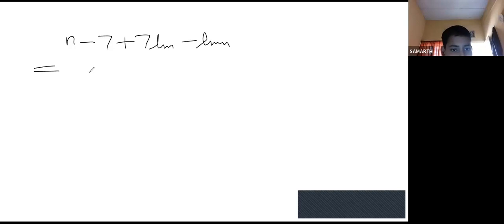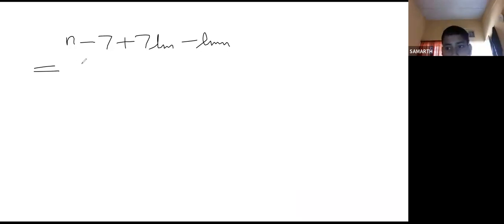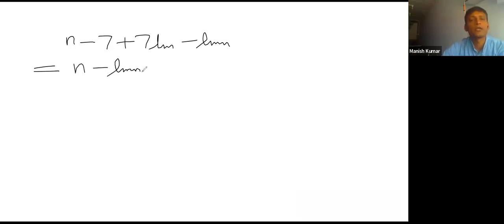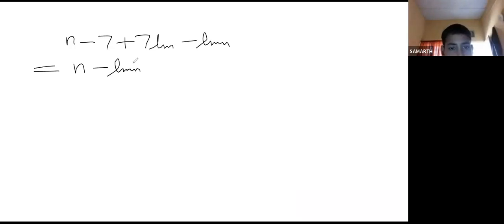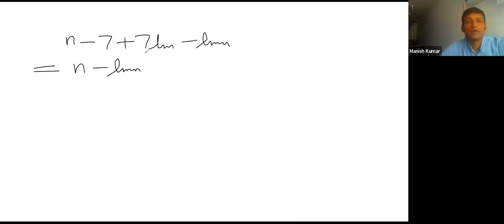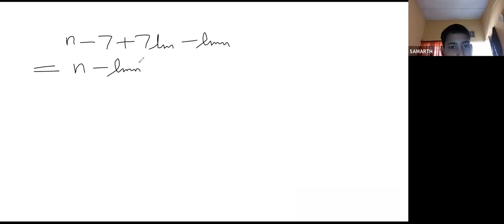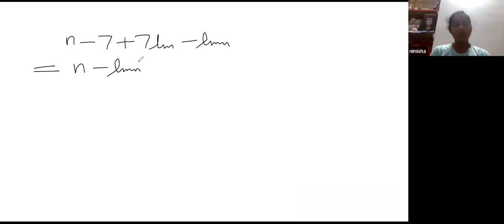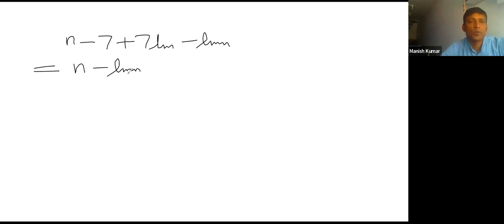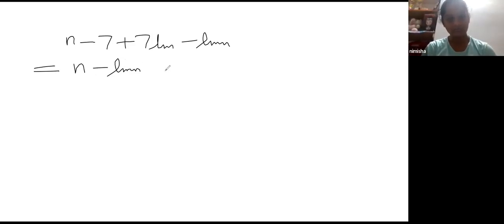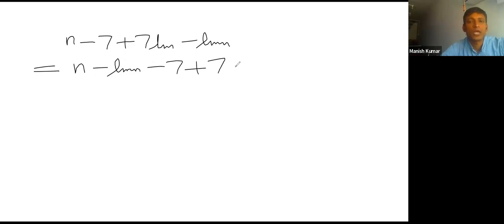So we will rearrange and write n minus lmn. Why only this, not anything else? Minus 7. Why have you written lmn only? Why not 7 or 7lm? Nimisha, anything you want to say? So now we can take 7 as common. Here we can take n as common in both, because there are only two terms which are having n, isn't it? Yes. So n minus lmn, then minus 7 plus 7lm.